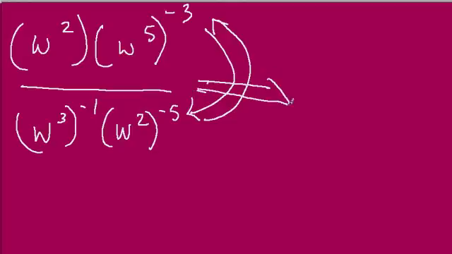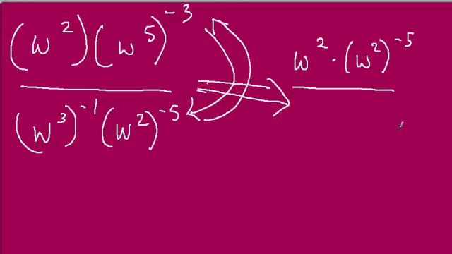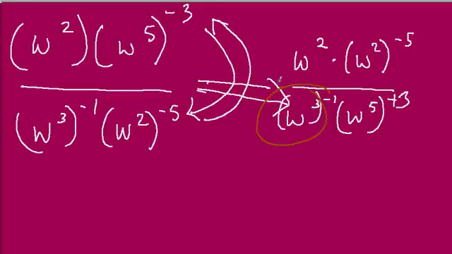So going this way, we rewrite this as w to the second, times, and then we brought this up, w to the second to the negative fifth, over w to the third to the negative 1 times w to the fifth to the negative 3. Positive 3 because I switched it. Sorry about that. We still have to move this one up to the numerator. So let's switch this right now. We have w to the second times w, and I'm sorry, this should be positive because we moved it from down here. We switched it.